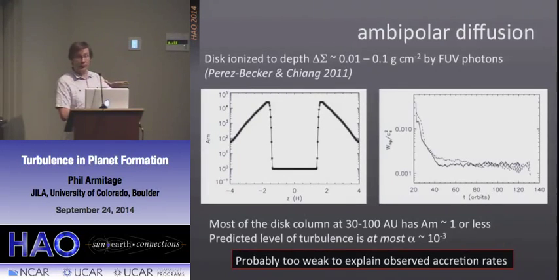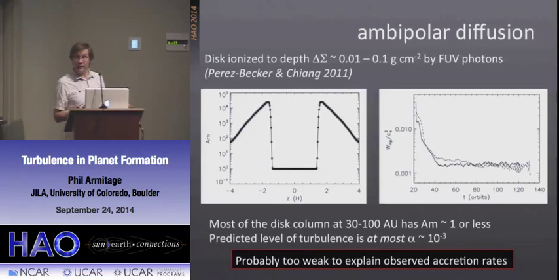Now, FUV photons don't penetrate very far into the disk, so all they ionize is a very thin layer, maybe a hundredth or a tenth of a gram per square centimeter on the surface of the disk, really a skin. But if you do that and you calculate what this ambipolar control parameter is as a function of height, you get something that looks like this. You get sort of ideal MHD conditions in these thin surface layers, and then actually quite strong ambipolar damping in the midplane of the disk.